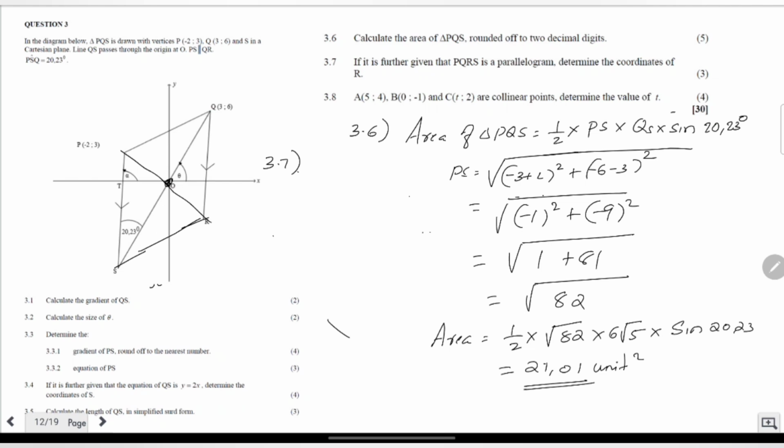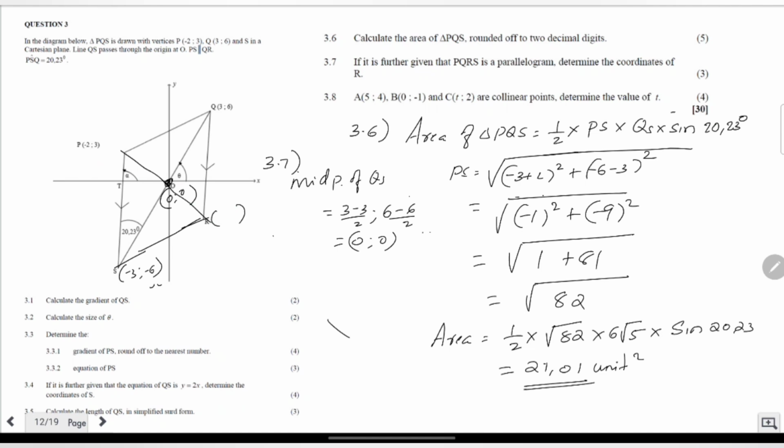That is, find the midpoint of QS. Midpoint of QS is what? Q is 3, 6, and S is minus 3, minus 6. Let me check, because we don't know that the origin is the midpoint. It looks like the origin is the midpoint. That is 3 plus minus 3 divided by 2, then 6 plus minus 6 divided by 2. Yeah, you can see that it is 0, 0, which means O is the midpoint. So it is the same as the midpoint of PR also. That is 0, 0, and we can find R.